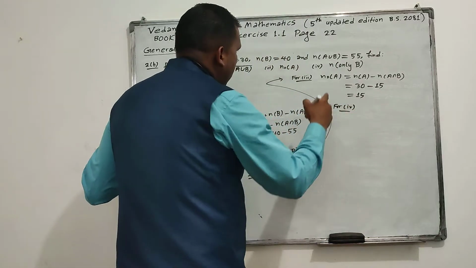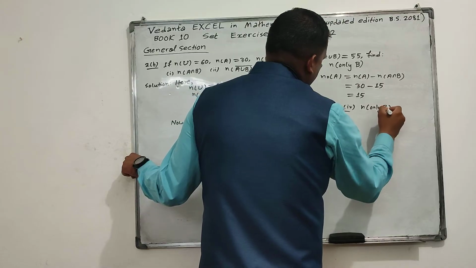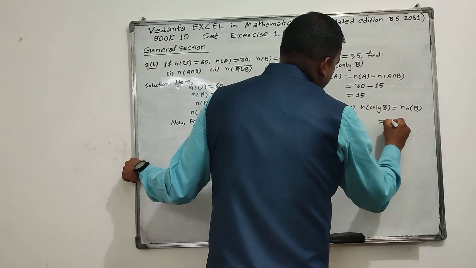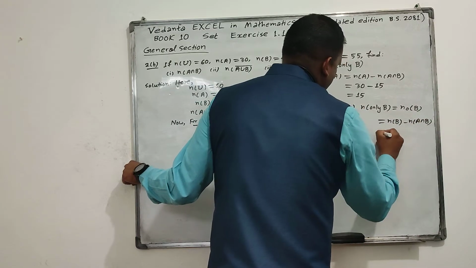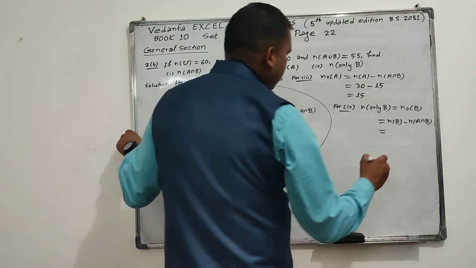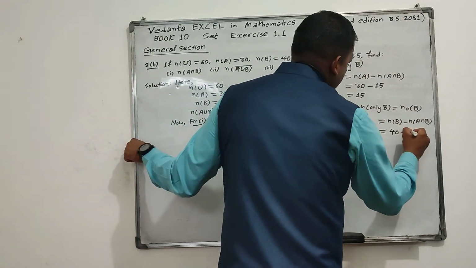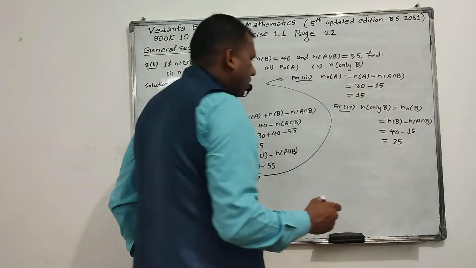For 4, number of only B. Number of only B, that is n not B equals number of B minus number of A intersection B. Number of B is 40 minus number of A intersection B is 15. 40 minus 15, that is 25. This is the answer.